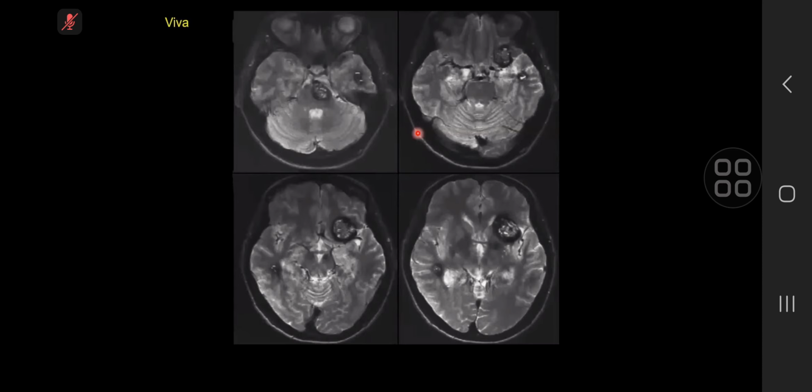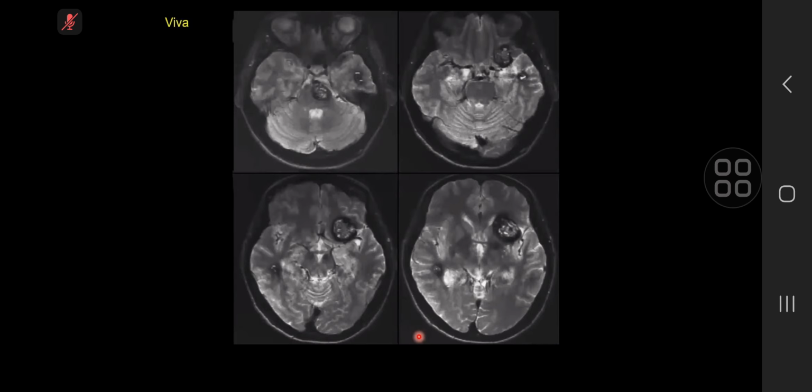Okay, so these are selected T2 axial images of the brain, and there are multiple foci demonstrated predominantly in the left cerebral hemisphere. There's one in the left temporal lobe, frontal lobe, and also in the pons. The lesions all demonstrate a similar characteristic of heterogeneous T2 signal centrally with a peripheral rim of low T2.